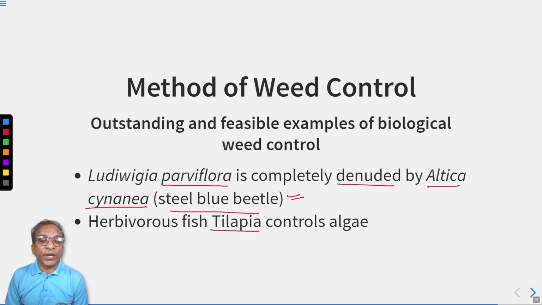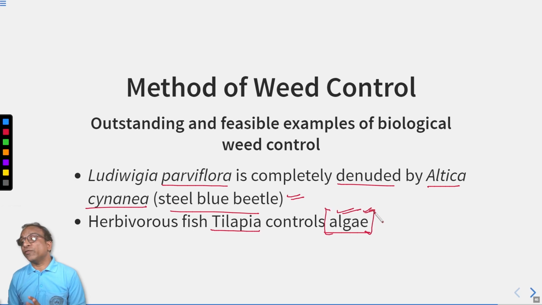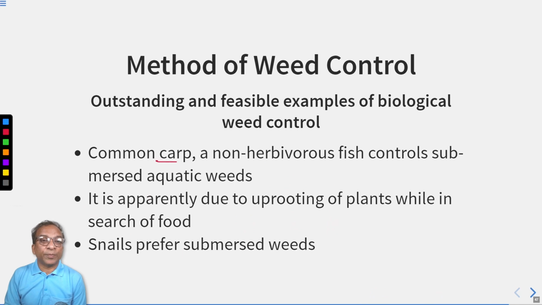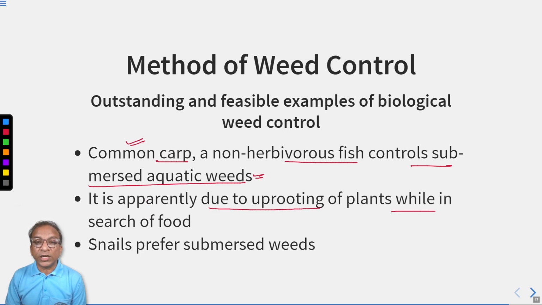Herbivorous fish, tilapia, controls the algae. So the algae can lead to eutrophication in the ponds. So we can have this tilapia fish and it can eat away all the algae. Common carp, a non-herbivorous fish, controls submerged aquatic weeds. So in the aquatic environment also we can have this biological control. It is apparently due to the uprooting of plants while in search of food. Snails prefer submerged weeds.